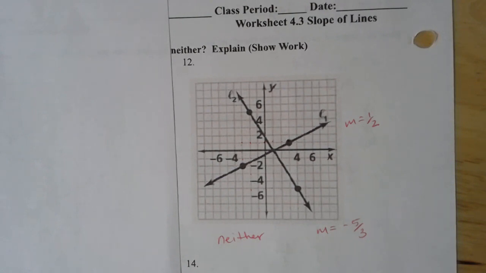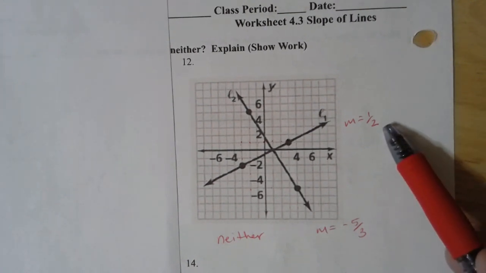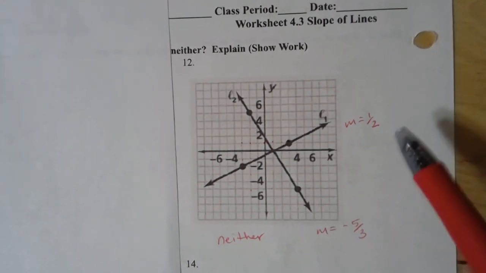Because remember, opposite reciprocals. Opposite tells me the signs have got to be different. So one has to be positive, one has to be negative. And the reciprocal tells me flip the fraction. So 1/2, the opposite reciprocal of it, would be negative 2 over 1.